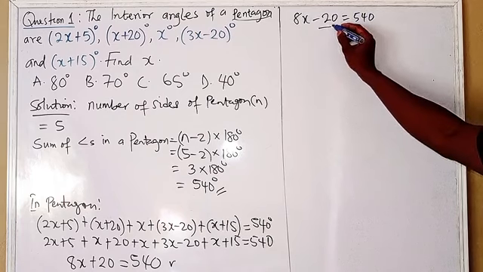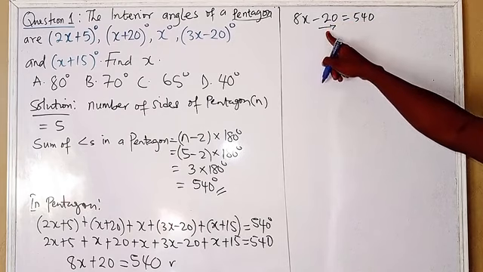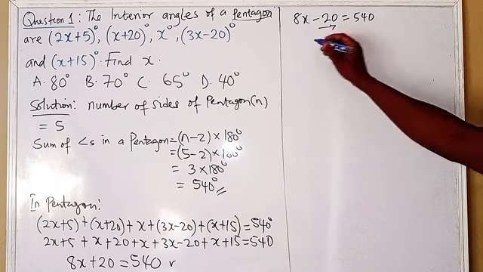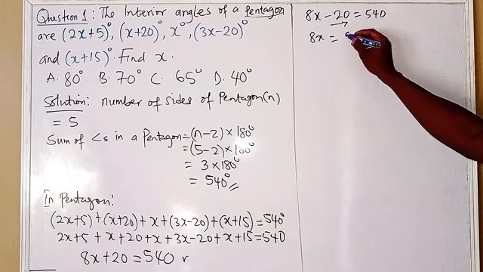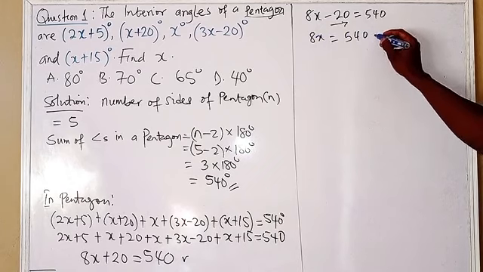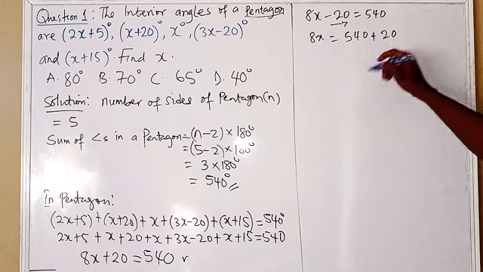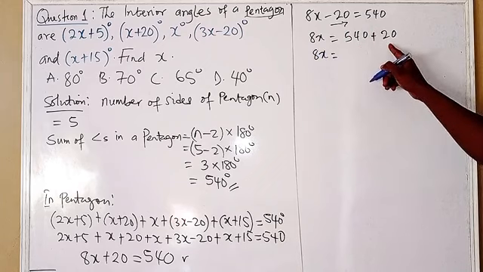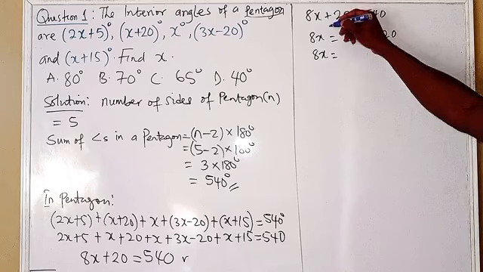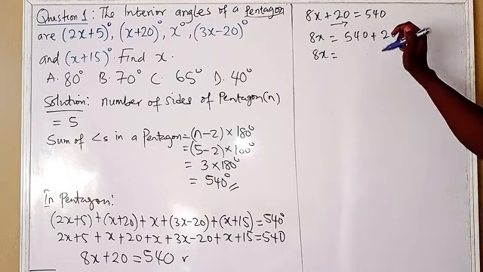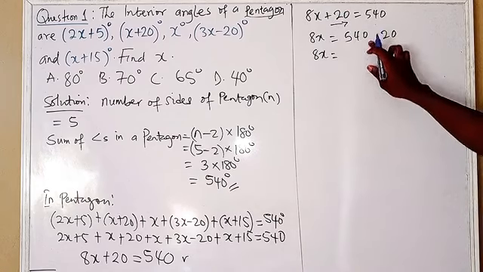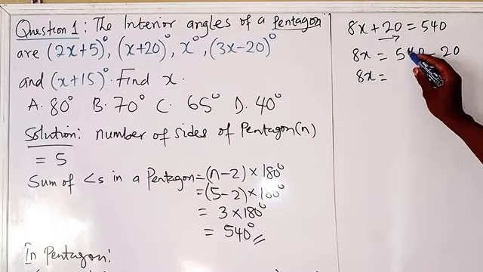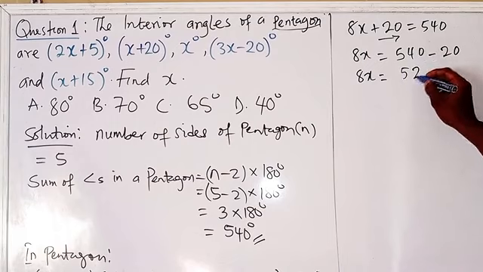So now look at this one here. I'm going to transpose plus 20 to the other side, we're going to have 8x equals 540 minus 20. Oh, sorry, it is plus, not minus, and as this one comes down here, it will change to minus, right? I'm sorry for that. So 540 minus this will give us 520.